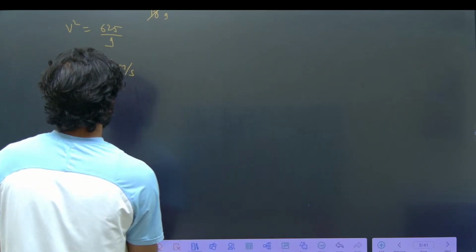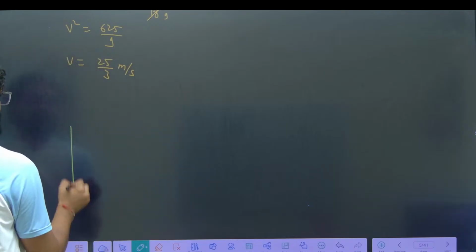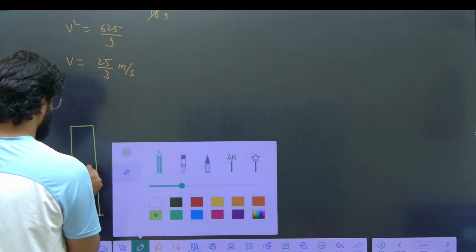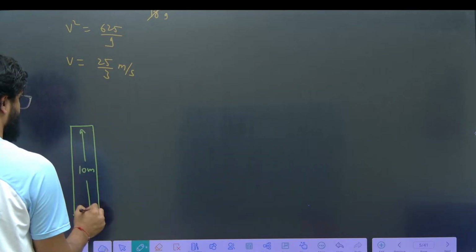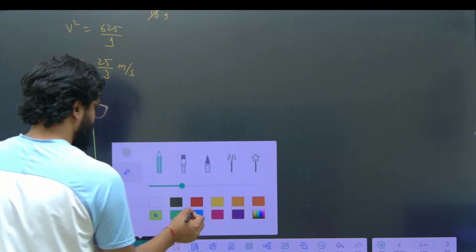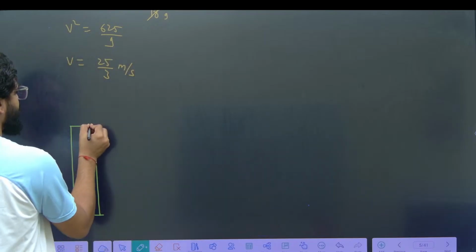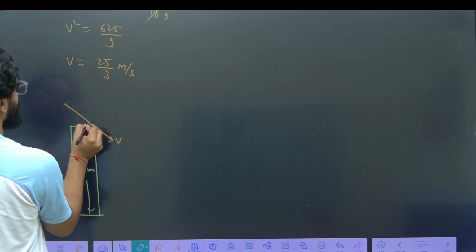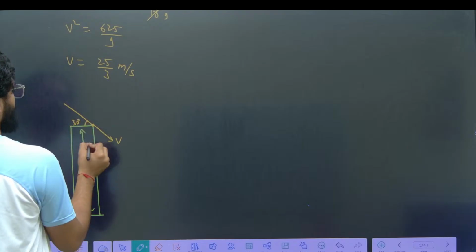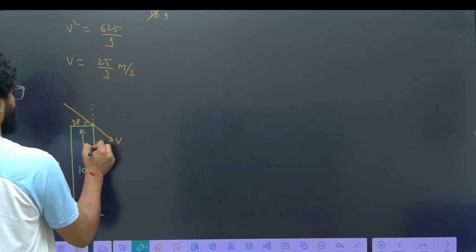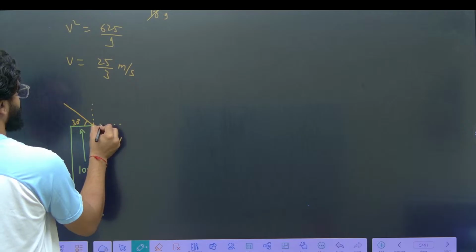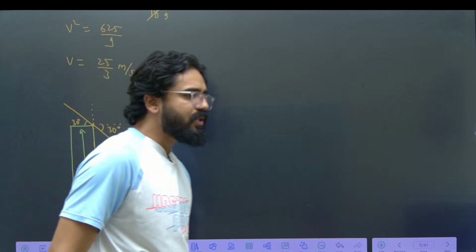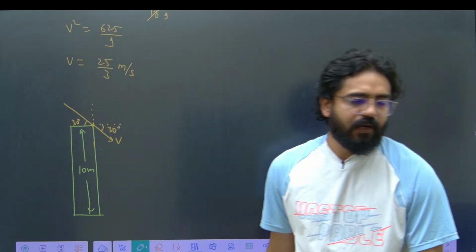So basically, this is the height of the tower, which is 10 meter, and our object will move like this, with velocity V. So it was coming from here. If this is 30 degree, can you see that this will also be 30 degree? Draw the angle carefully, then only you will get it, right?